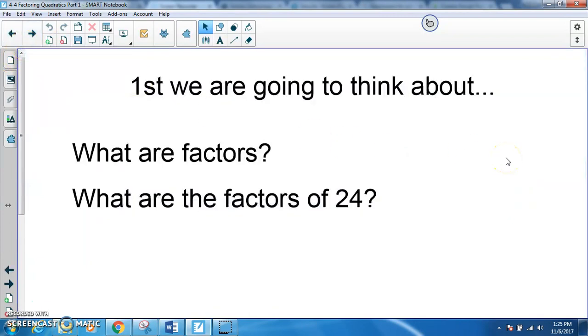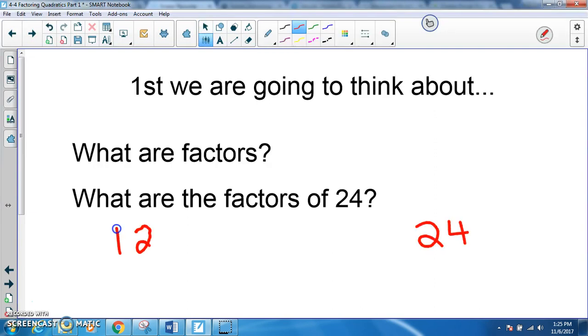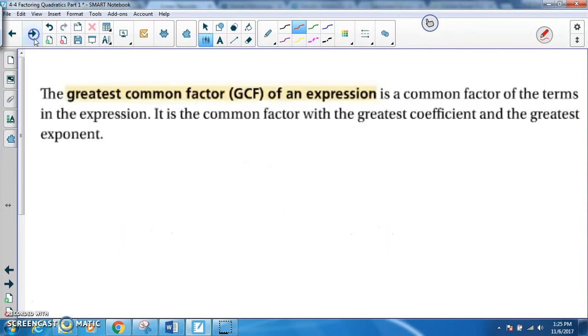First, we have to think about what are factors. Factors are numbers that multiply to a number. So what are the factors of 24? We have 1 and 24. We have 2 and 12. We have 3 and 8. We have 4 and 6. So these are the factors of 24 because they are what multiply to get our product of 24.